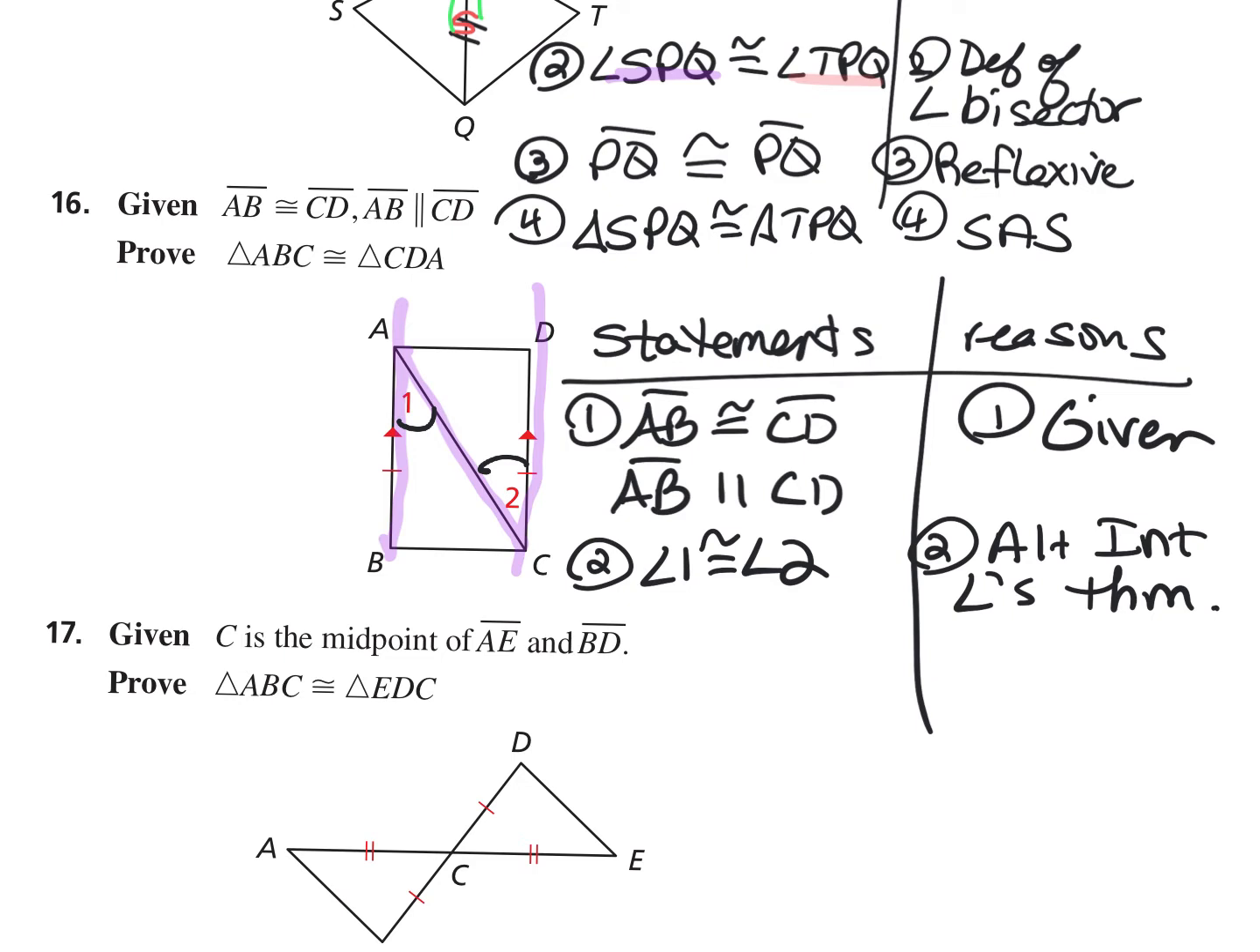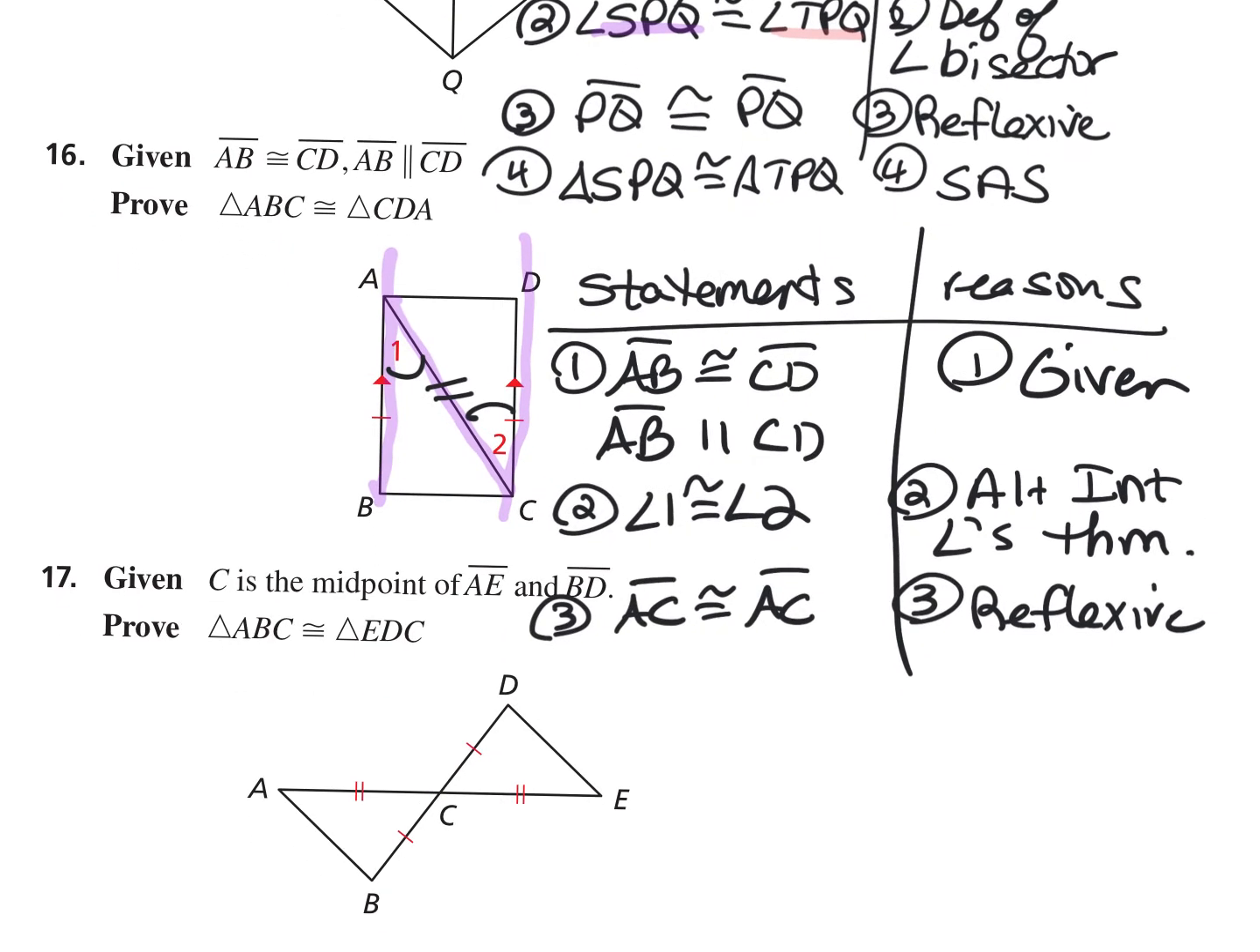My next statement is going to be this obvious, the reflexive side. So I can state that AC is congruent to AC, and it's reflexive. And again, you could have written this as step 2, and then the alternate interior as step 3. You could have flipped it.